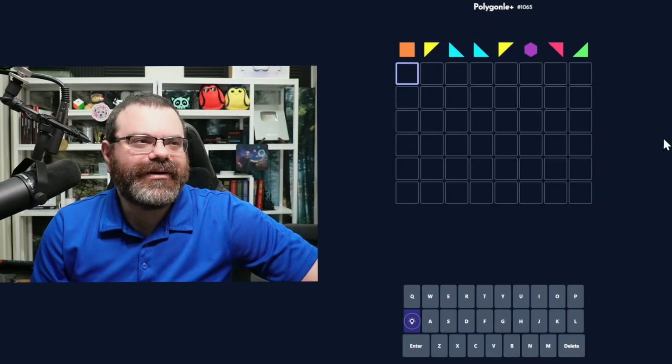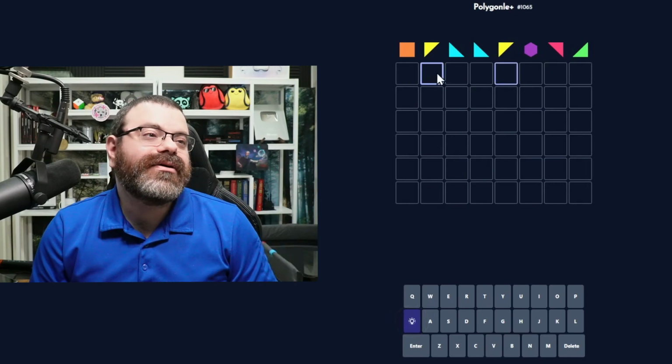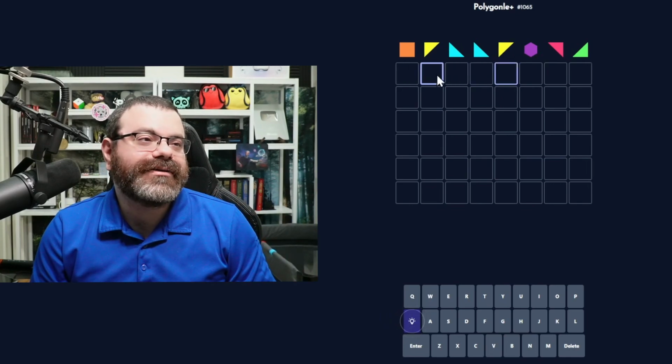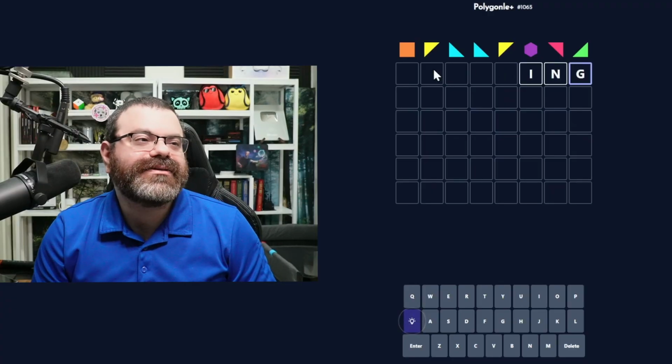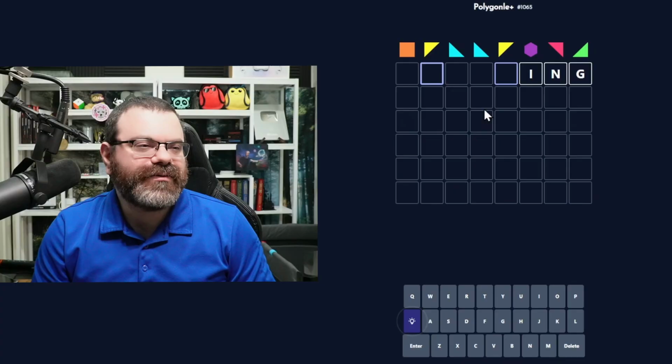Let's do Polygonle. So the symbols on top tell us where letters repeat and where they don't repeat. So these repeat and these repeat. Otherwise, they're unique letters. So this is what I call the sandwich. We have just enough room to do ing at the end. So all we have to do is come up with a 5-letter word that could be inged with these repeats.